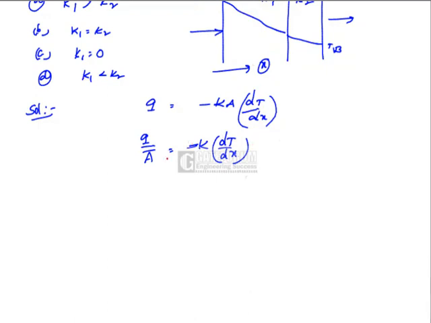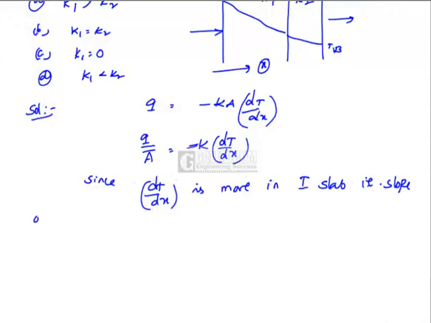Because since dT by dx is more in the first slab, that is, the slope of temperature drop is higher in slab 1.